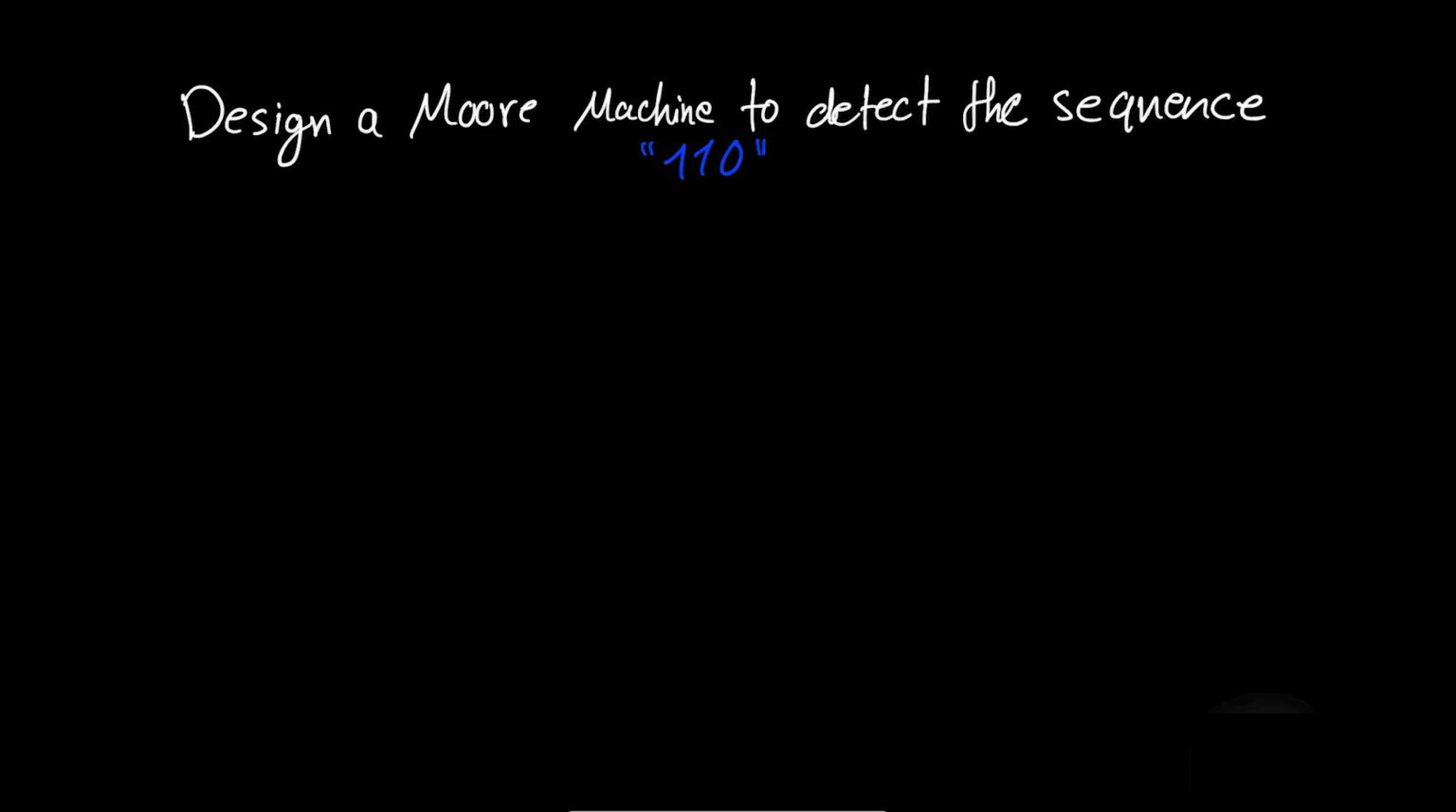Design a Moore machine to detect the sequence 110. Now, if you don't know what a Moore machine is, I made another video, go watch it and then come back here. The first question you should ask yourself is, how many states do I need?